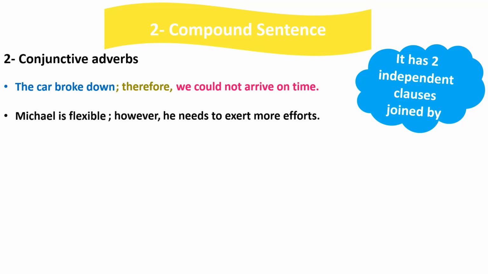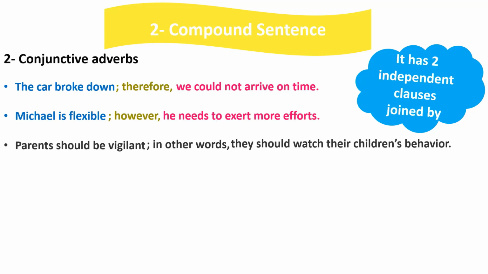Michael is flexible; however, he needs to exert more efforts. As you can see, Michael is flexible, he needs to exert more efforts, and in the middle we have however. Parents should be vigilant. In other words, they should watch their children's behavior. Parents should be vigilant is our first independent clause. They should watch their children's behavior is the second independent clause, and in other words is in the middle.